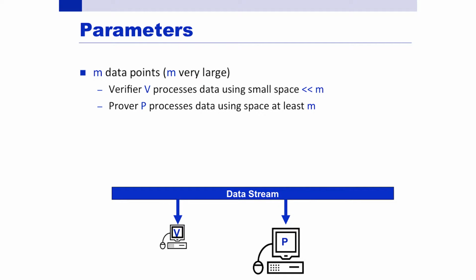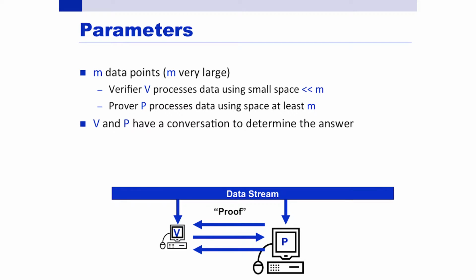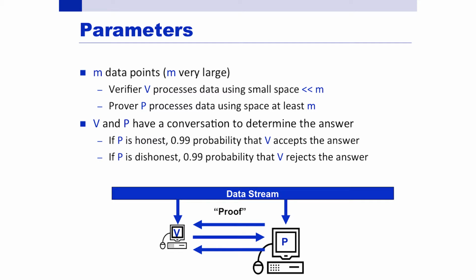The prover space we won't worry about, and in general, because the prover is going to solve problems that are canonically hard in the traditional stream model, we might as well assume that they store the whole input. The verifier and prover will have their conversation to determine the answer. Again, you can play around with the probabilities here, it doesn't matter too much. In general, an honest prover will always convince a verifier that they have the right answer, and a dishonest prover will be unlikely to fool the verifier. So this 0.99 probability could be 2/3, it could be 0.9999999. It doesn't really matter. It doesn't actually cost very much to reduce the probability of making an error.